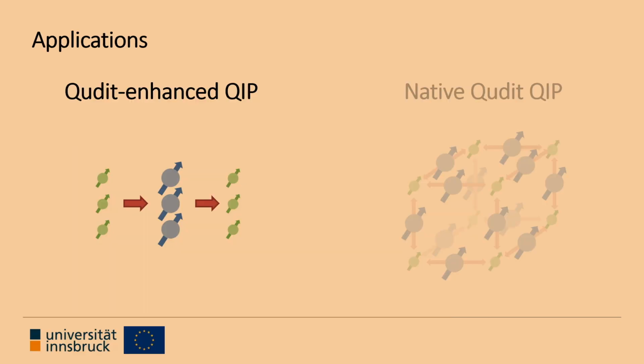Good. That's what I wanted to say about the experiment. Now let's talk about some applications. I like to group this in two categories, and we heard about these things already at the workshop. One that I call qudit-enhanced information processing.